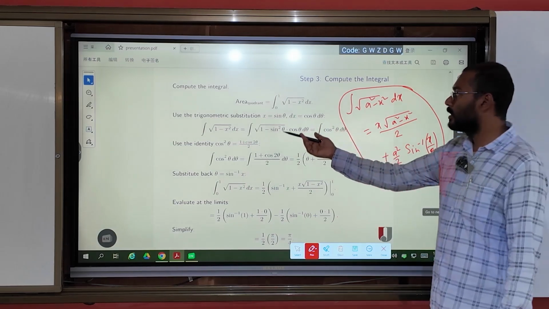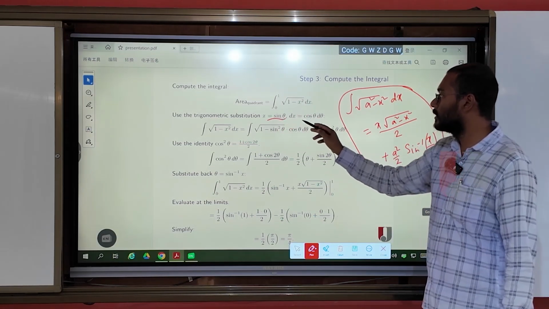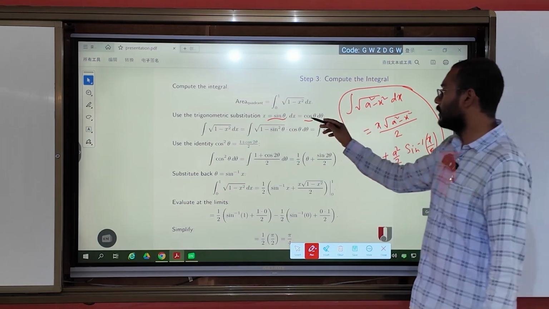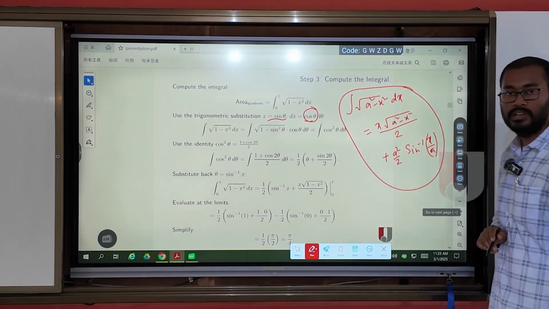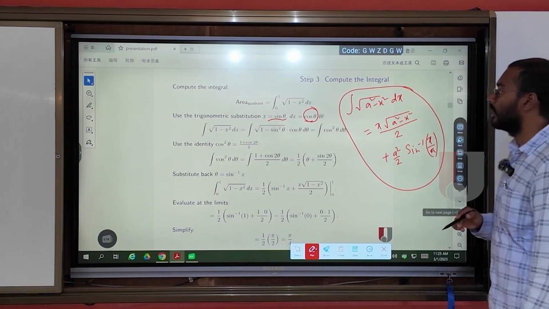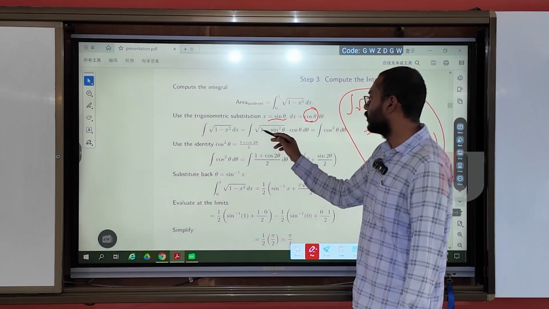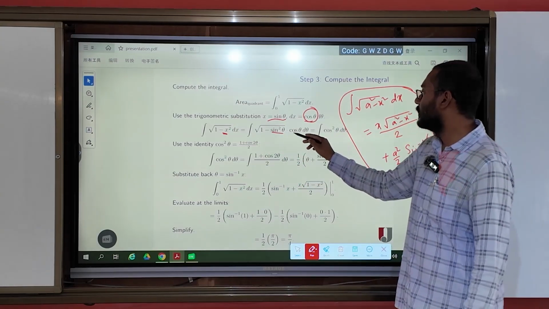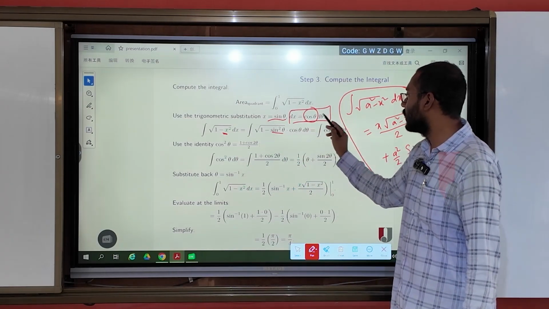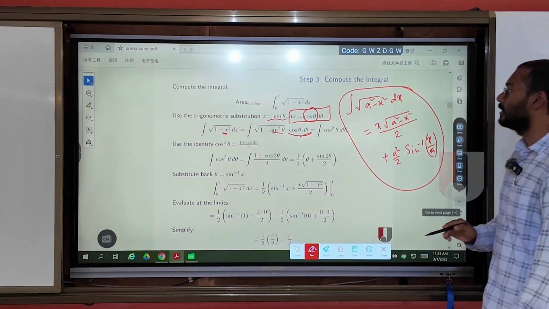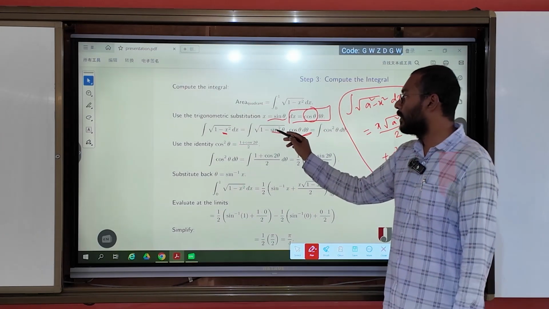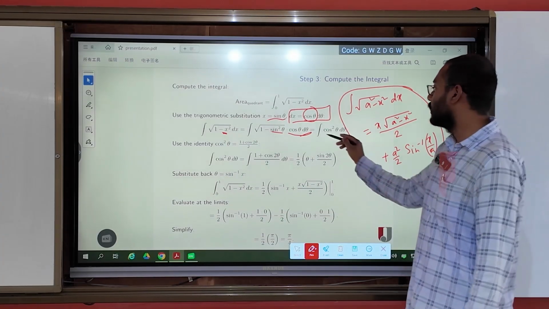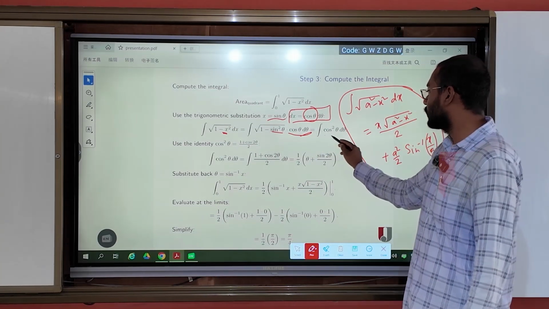Otherwise, by the substitution method, simply taking x equal to sine theta, our dx is cos theta d theta, because the derivative of sine theta with respect to theta is cos theta. Now just substitute: 1 minus sine square theta, and dx is cos theta d theta. So 1 minus sine square theta equals cos square theta, because sine square theta plus cos square theta equals 1. So it is cos theta into cos theta, cos square theta.